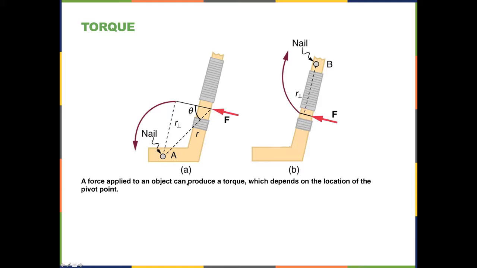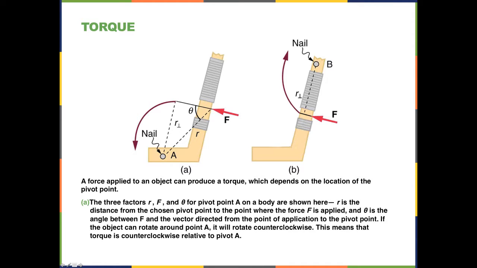Now, if a force is applied to an object that produces a torque, what the torque is depends on the pivot point. That is, we have a force here with a pivot point here, and a force here with a pivot point up here. And the torque may be different, and its result may be different depending on where the pivot point is. And it's true that even in this situation where you have the R perpendicular being the same, these two torques are not the same because they result in different motion.